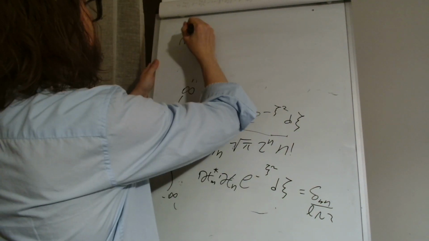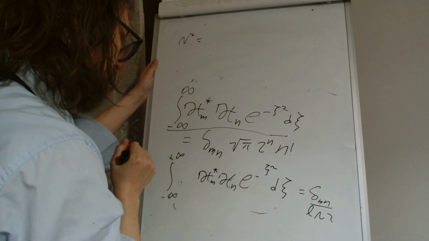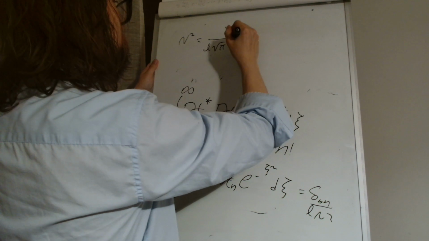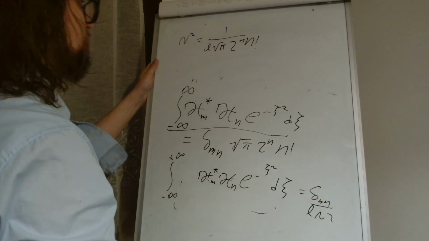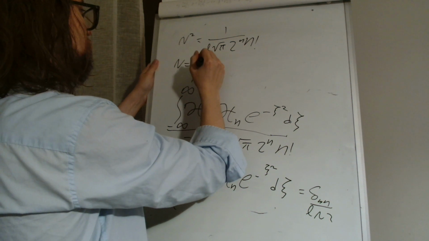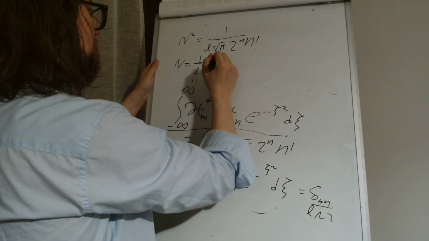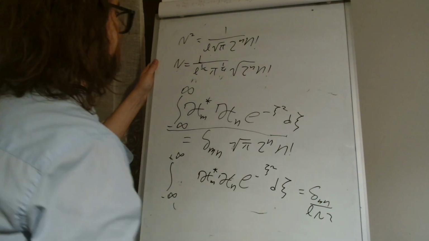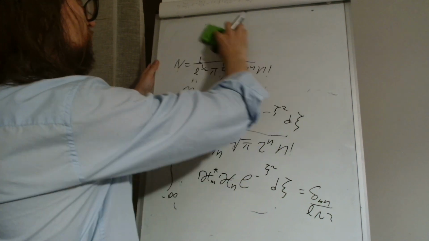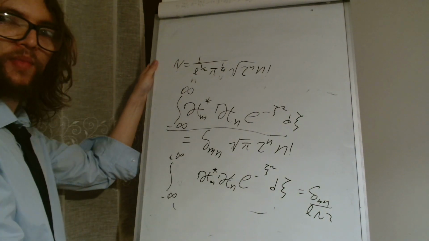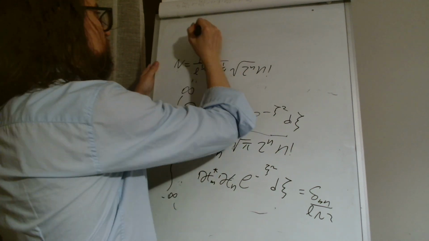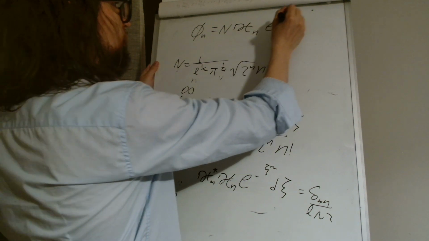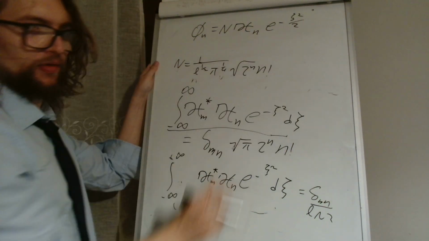So we must have N squared equal to 1 divided by L square root of pi times 2 to the n factorial. And so N equals 1 divided by L to the 1/2, pi to the 1/4, square root of 2 to the n factorial. So we now have our normalized expression for phi. Phi_n is N times H_n times e to the minus x squared divided by 2, with N equal to this.